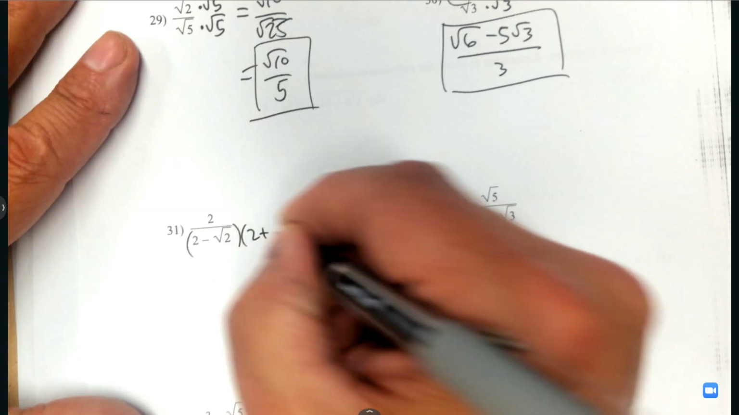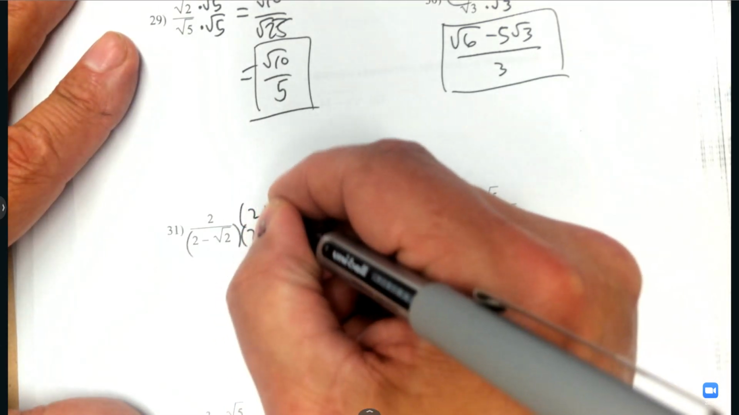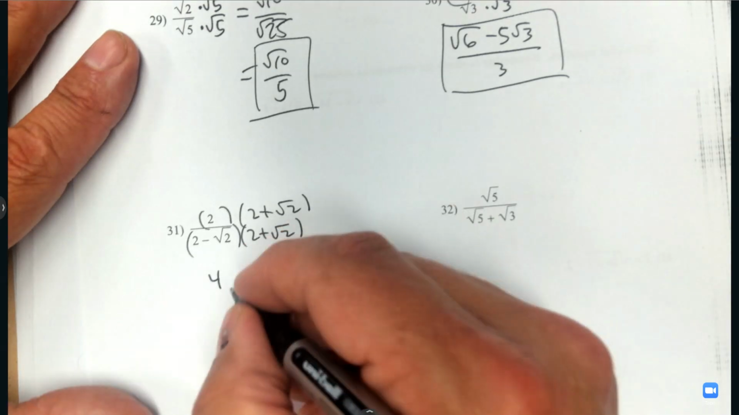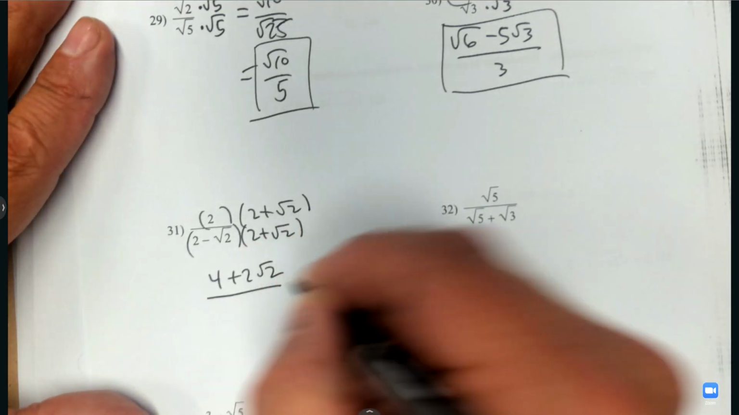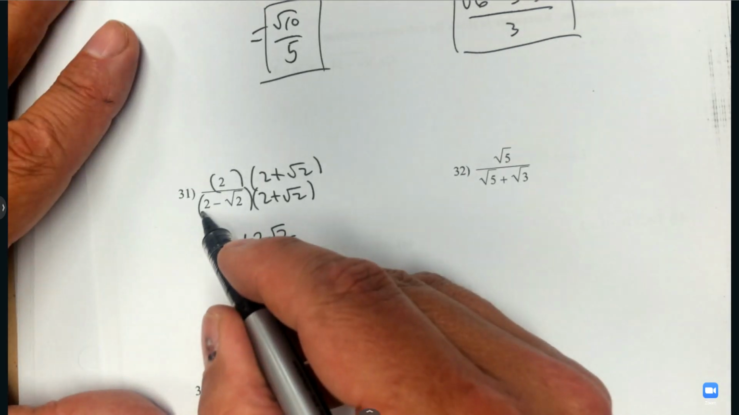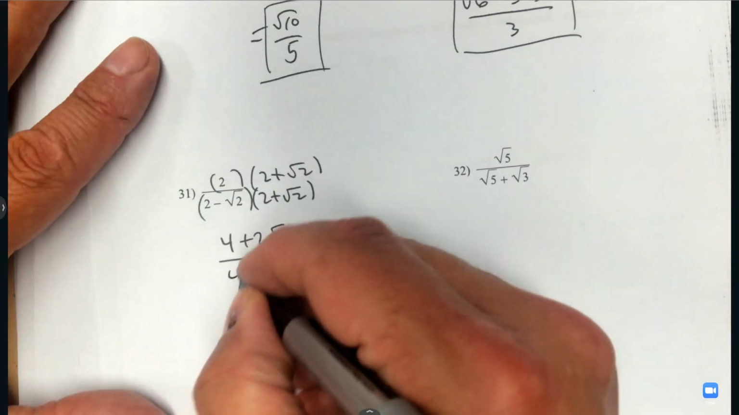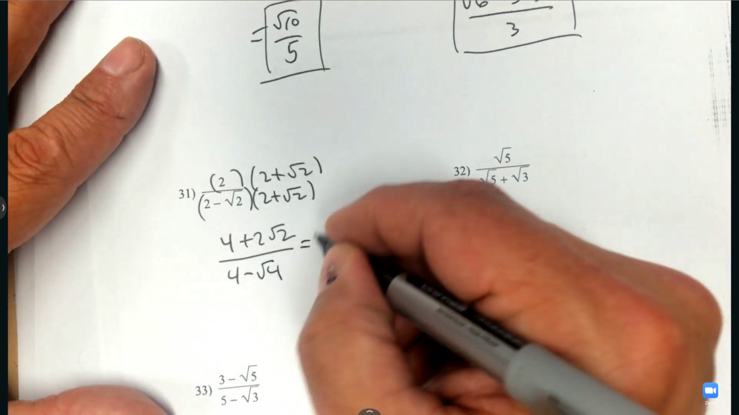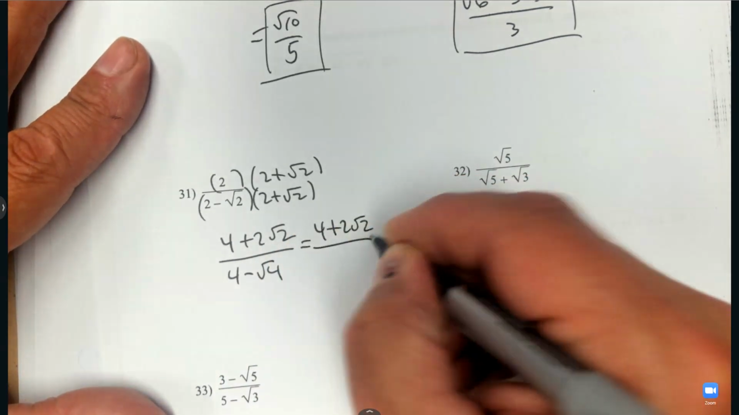Here we have to use the conjugate. So 2 plus root 2, top and bottom. That gives me 4 and 2 root 2. On the bottom, it's really a difference of squares, so I just need the first number times the first number, that's 4. The last times the last, that's the square root of 4. So I end up with 4 plus 2 root 2.